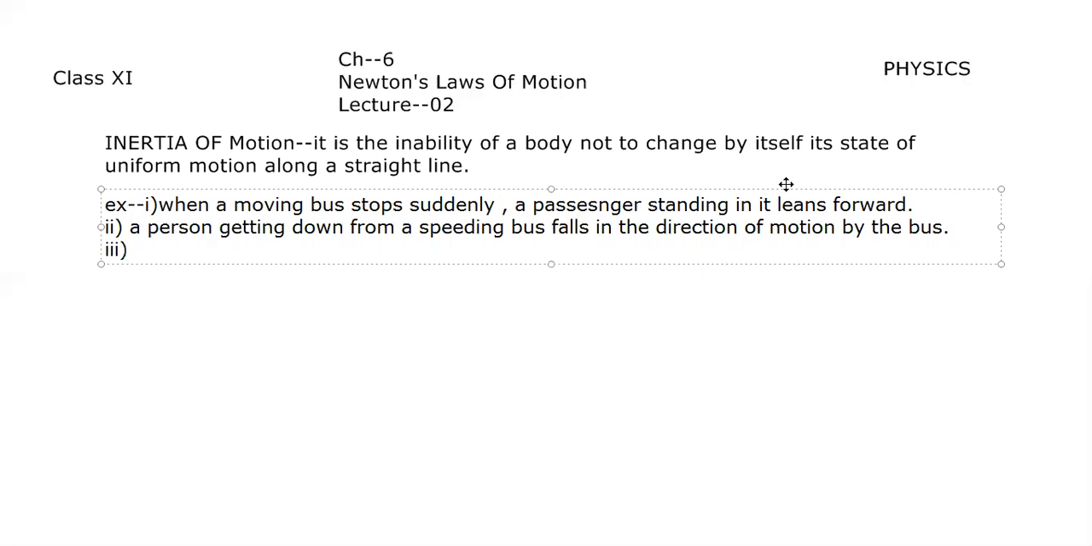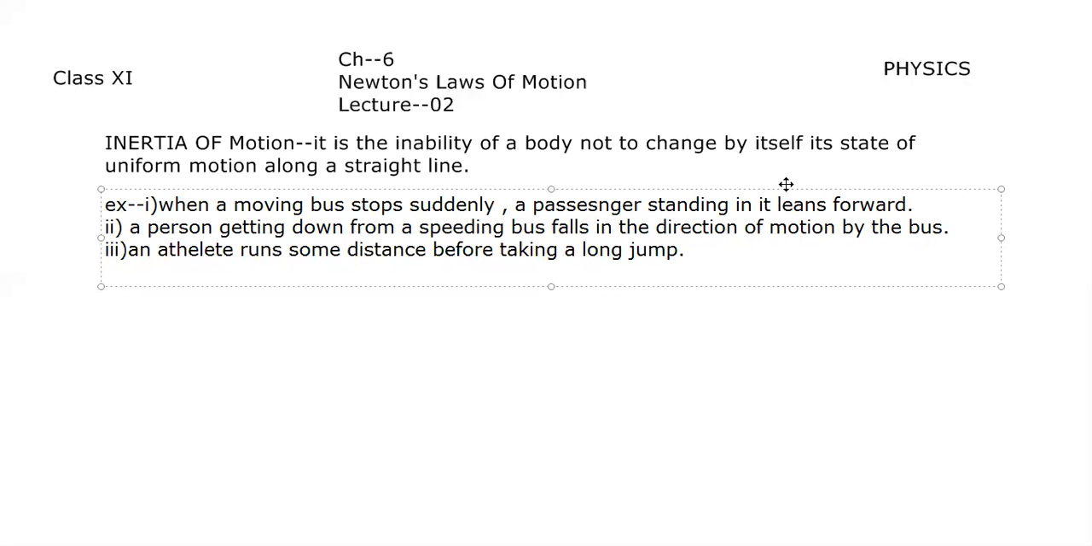Third point: an athlete runs some distance before taking a long jump, because with the help of inertia of motion, the athlete acquires some additional velocity.